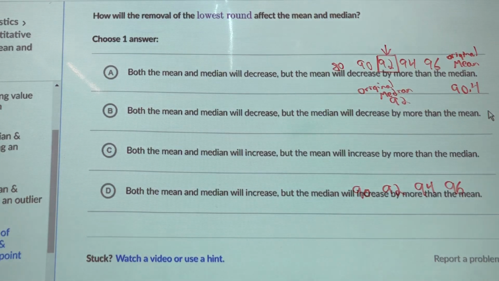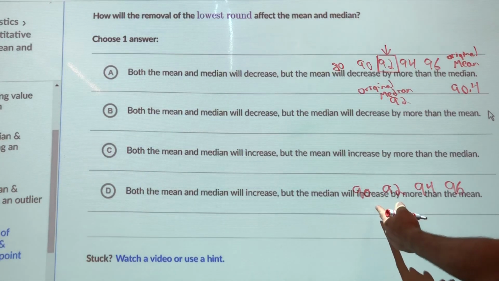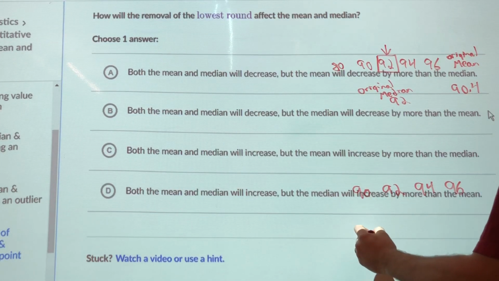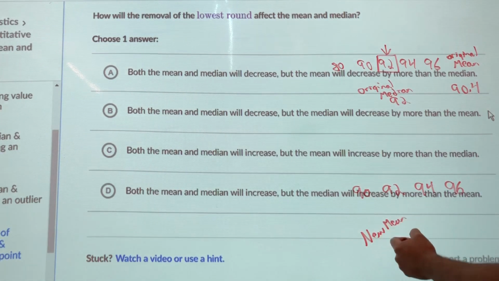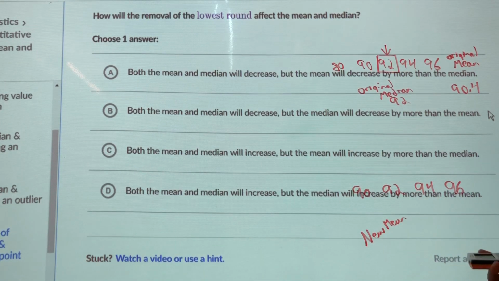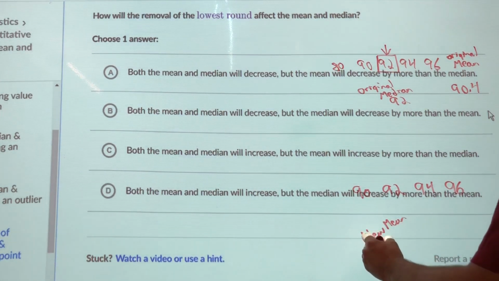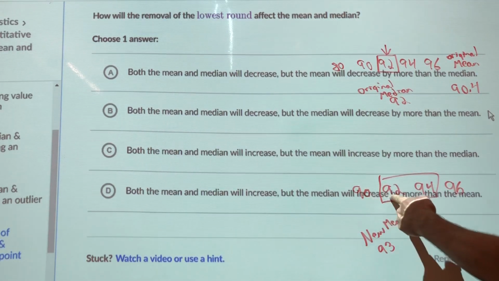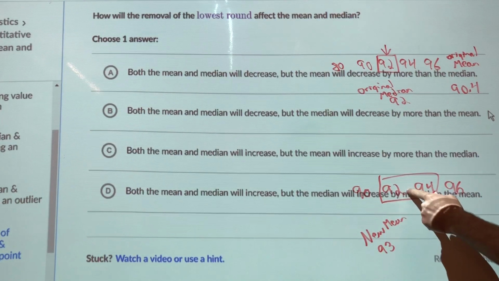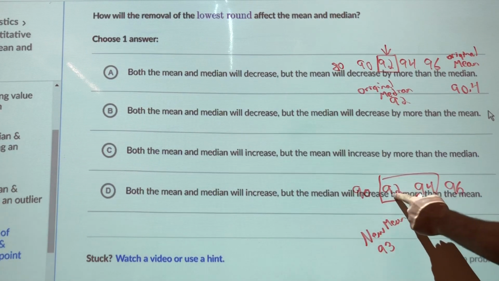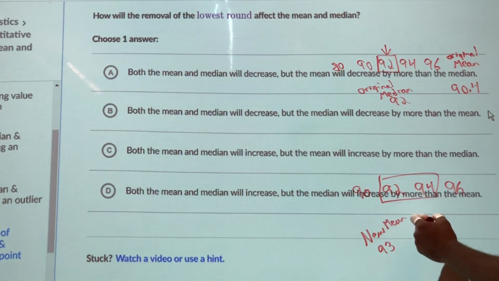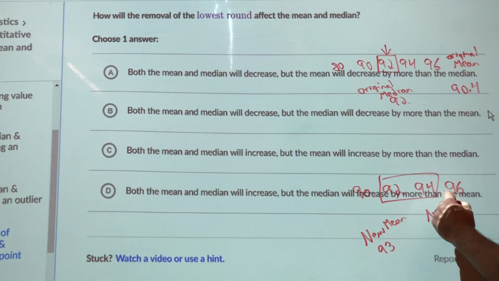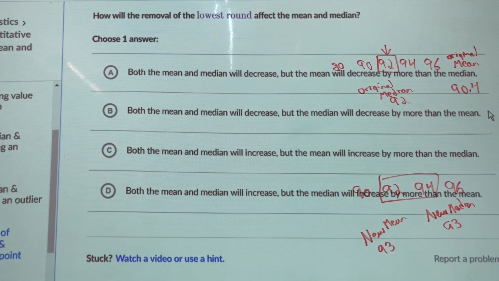Again, notice I'm doing the work. And now I'm gonna do the new mean, so 90 plus 92 plus 94 plus 96, divided by 4. So the new mean is 93, and the new median is in between these two, right? There's 1, 2, 3, 4 terms. When there's 4 terms, I have to take the number in the middle. So between 92 and 94, which is 93. So the new median is 93.